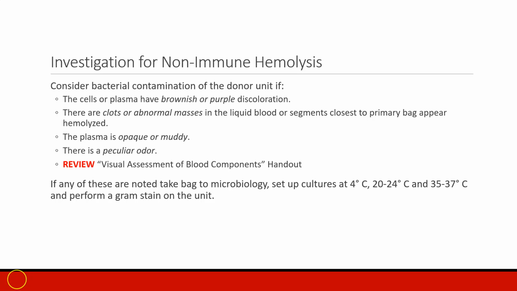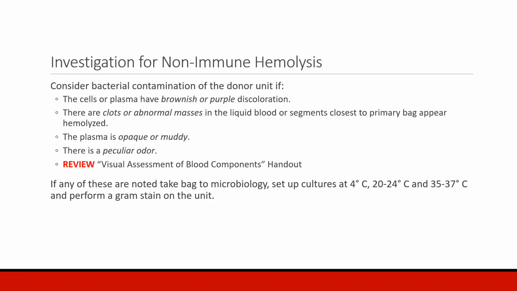The plasma is opaque or muddy. This has to do more with plasma products, especially platelets. If there's a peculiar odor, the bacteria, if it's a bacterial contaminated unit, they produce gases. These gases can leach out of the bag. And review the visual assessment of blood components handout that I provided so you can get a general idea of what normal versus abnormal looks like.